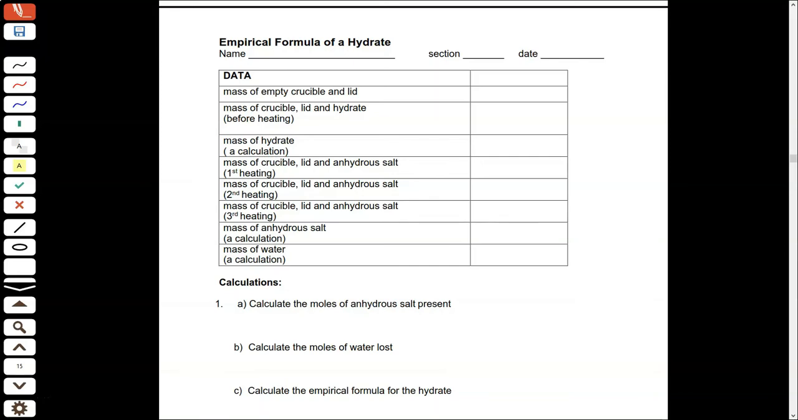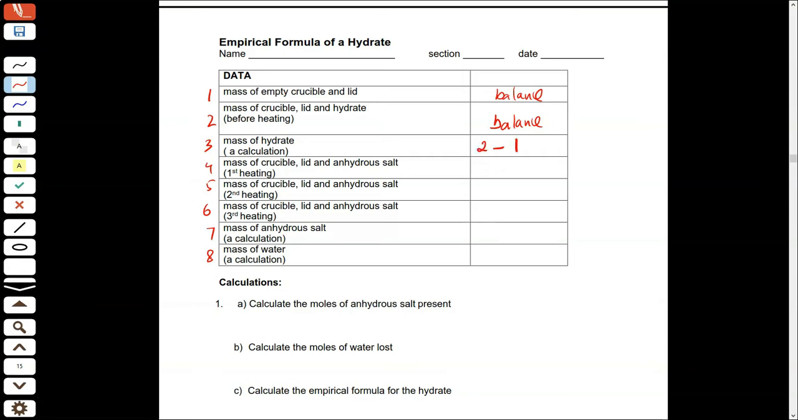The mass of the empty crucible and lid is the number from the balance. The mass of crucible, lid, and the hydrate is also the number you record from the balance. I will number these: first row, second row, third, 4, 5, 6, 7, 8. The mass of the hydrate will be the difference between row number 2 and row number 1.